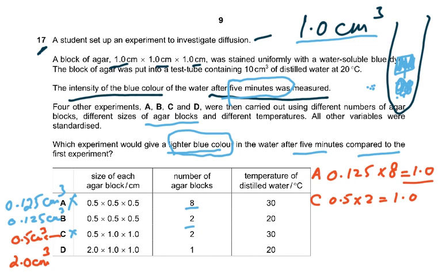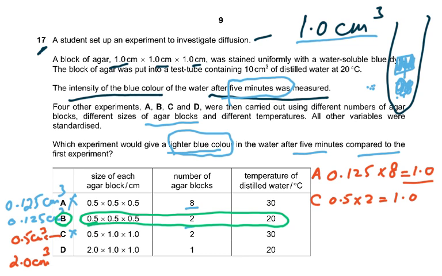D, the volume is too much, 2 cm cube. The volume has to be the same as 1 cm cube. So that is why, in question number 17, you're left with option B, which was the correct answer. But please understand why this was the correct answer. Because if you look at this, it is the same volume, but of course there are 2 agar blocks, and of course then what would happen is that there's less.